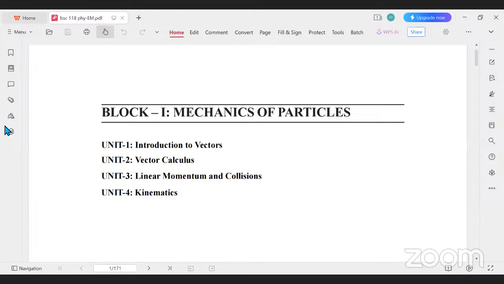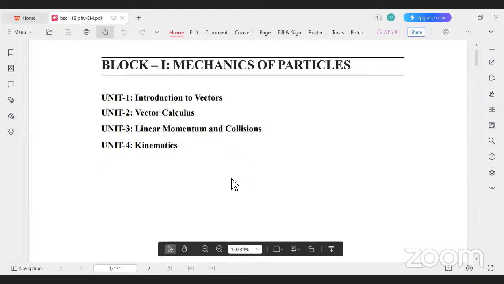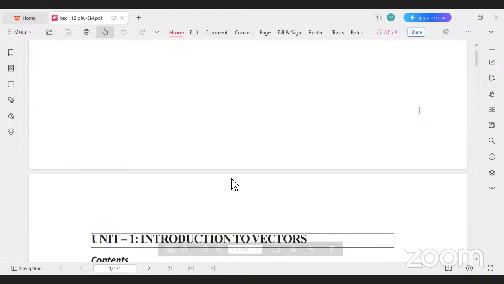So what is a vector? We are talking about particle, mechanics of particle. Mechanics means we are giving some external force to that particle, so then it starts working. Do you get it? So the introduction of vector calculus, linear momentum and collisions. Kinematics is your topics.